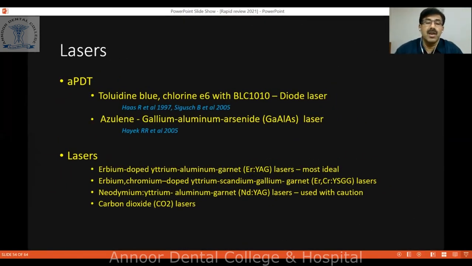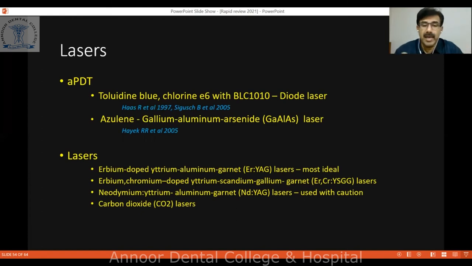And lasers, you find a lot of studies in the literature about lasers. Now, lasers can be used in different ways. One is a laser can be used to do scaling of the root surface to remove the deposits. Second, laser can be used to reduce the microbial load over there. It can be used to remove the sulcus lining and degranulation of tissues. It can be used for biostimulation at lower level. Or along with certain dyes, you can do photodynamic therapy.